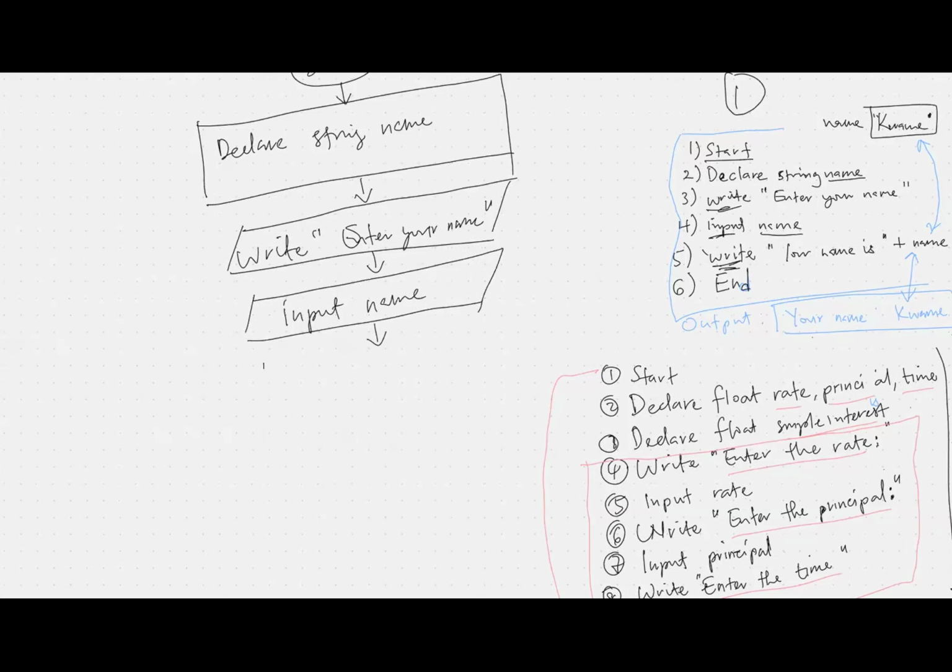So you write your name is plus name. Then the last one, end. What shape is it? Terminator. Yes, an oval. So end.